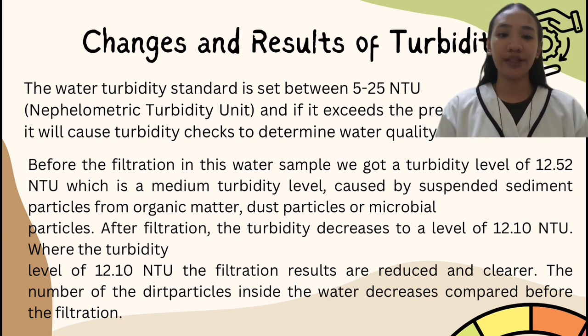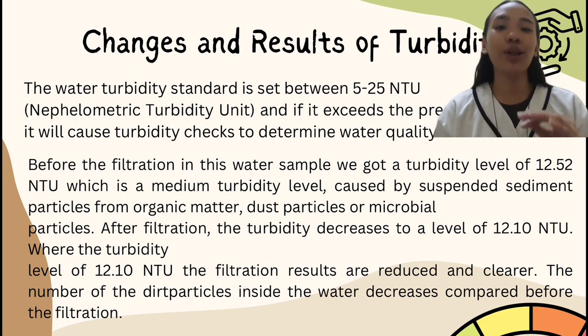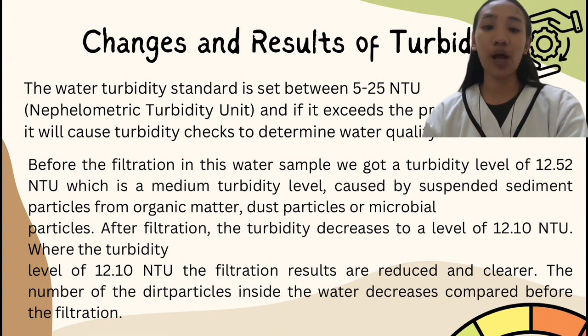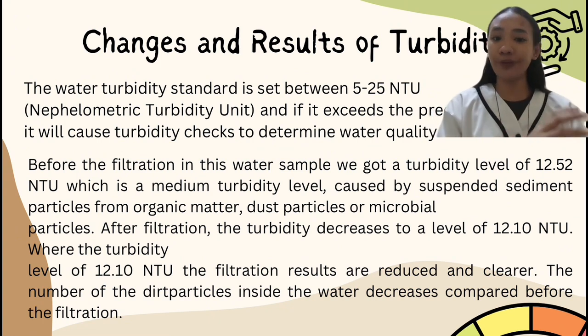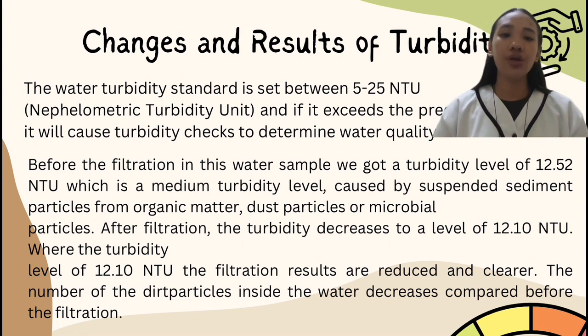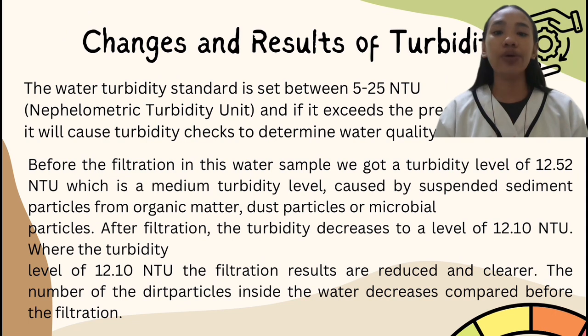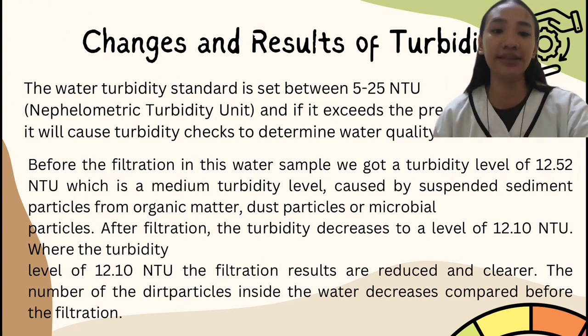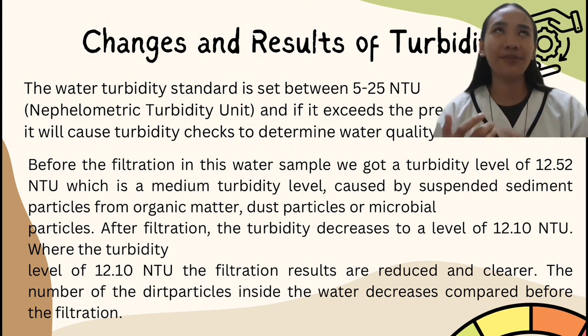And the filtration process effectively removed a portion of the suspended particles present in the water, leading to a clearer appearance and a lower turbidity reading. The impact on water quality: the decrease in turbidity from 12.52 NTU to 12.10 NTU indicates that the filtration system was able to successfully reduce the amount of suspended particles in the water. So the lower turbidity levels are desirable as they not only enhance visual clarity but also indicate a lower concentration of impurities that may affect taste, odor, and overall water quality.